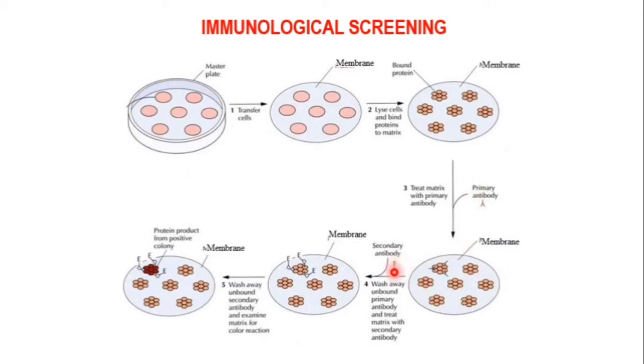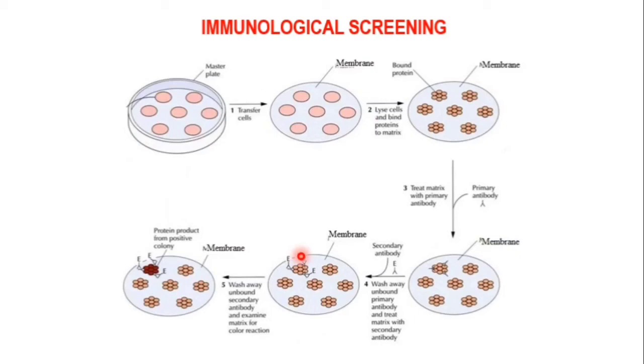Then we'll add a secondary antibody. This secondary antibody is highly specific to the primary antibody. The primary antibody is only present here, because this is the only protein that is specific to this primary antibody. Because the secondary antibody is specific to the primary antibody, it will bind on the primary antibody attached to the specific protein.